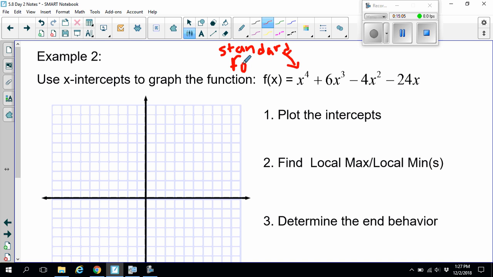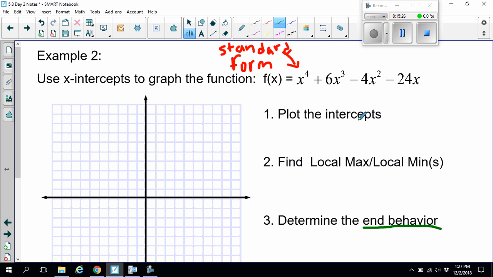So this is kind of like what we did in our 5.8 day 1 when we did our left and right bound. Now, before we find our x-intercepts and local max and mins, what we need to do first is figure out the end behavior of our graph, meaning which way do our arrows go? To do that, we need to figure out the degree of our function and the leading coefficient.